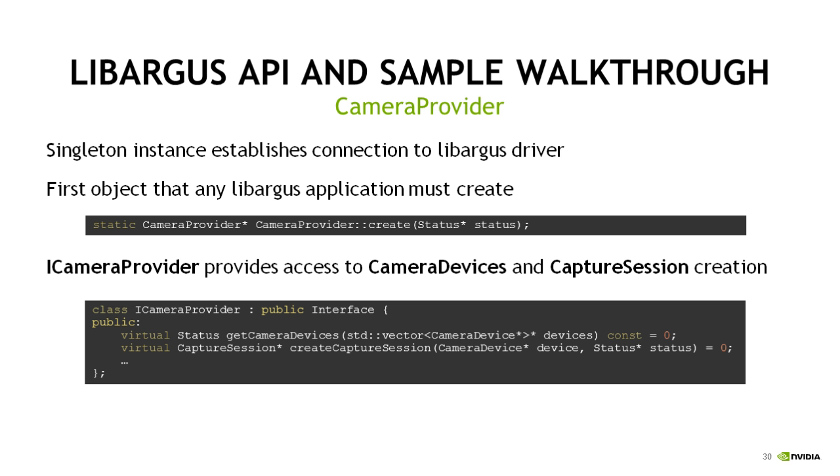First step for every Argus application is to establish a connection to the Argus driver. This connection is maintained by a singleton camera provider object, which is created using the static camera provider create method. This is the only function exported by the LibArgus shared library. The ICameraProvider interface then acts as the root interface to the Argus API, providing access to camera devices and to capture session creation methods.